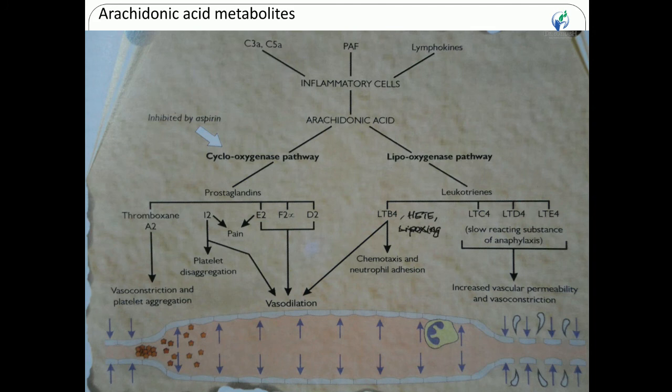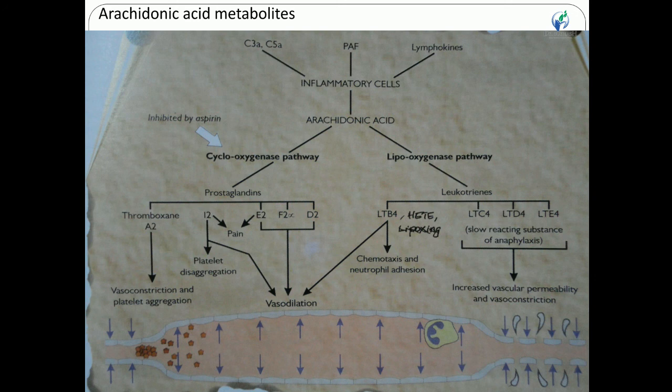Okay. Next is the arachidonic acid metabolites. See here, I have not included all those chemical mediators. Right? It is not possible to cover all those cell-derived mediators in such a 30-minute lecture. I have included the most important ones, that is the vasoactive amines: histamine, 5-hydroxytryptamine, bradykinin, and the neuropeptides.